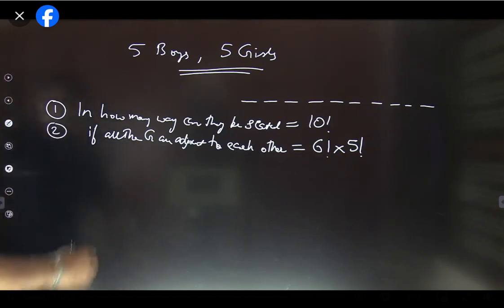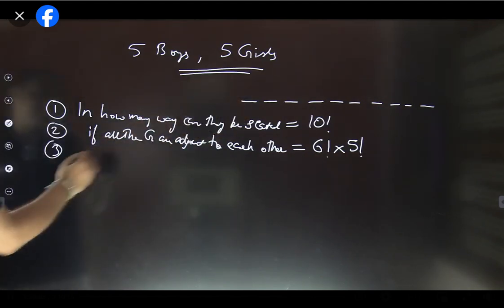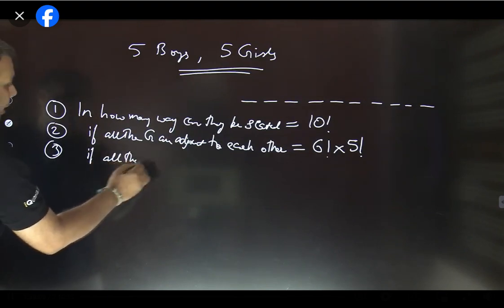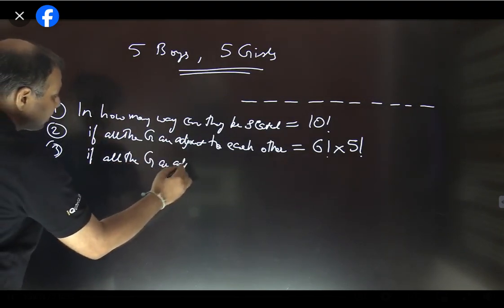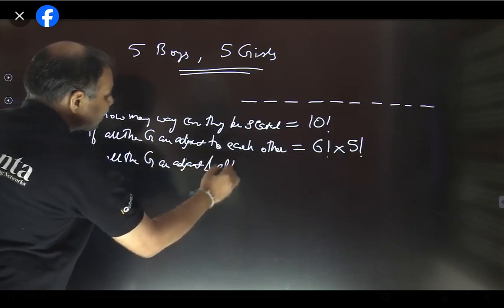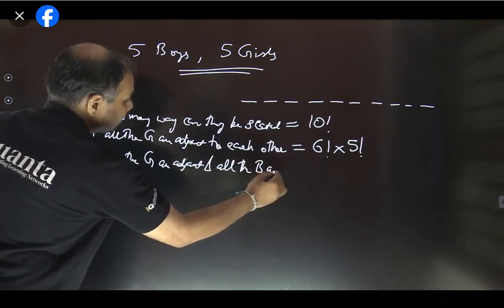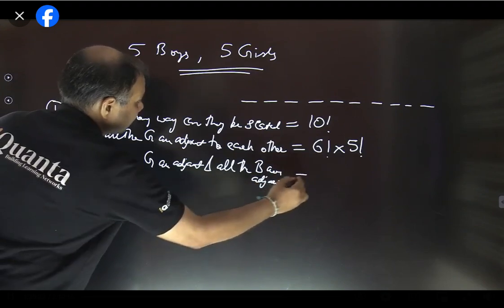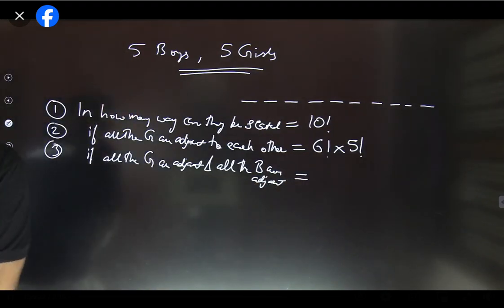Fine. Next one now. In how many ways can they be seated if all the girls are together, all the girls are adjacent, and all the boys are also adjacent? Now, how many ways are there? All the girls are adjacent and all the boys are also adjacent.